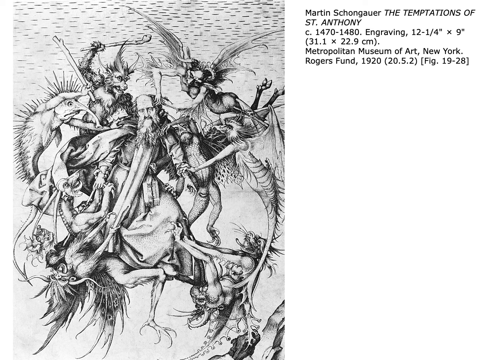In light of the Gutenberg printing press, we had a couple of works of art that ended up being very important. This is Martin Schongauer's The Temptation of St. Anthony, and it was done in 1470 to 1480. It's about 12 inches tall by 9 inches wide, so about the size of a sheet of notebook paper, and it is in the Metropolitan Museum of Art in New York.